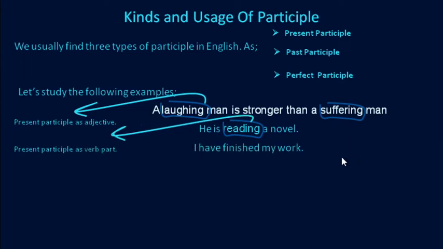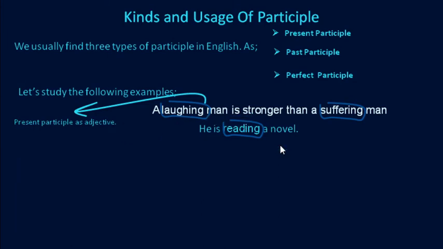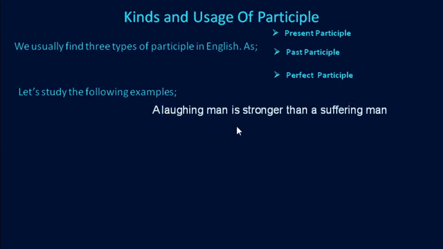So here is the example. Let's see an example. A laughing man is stronger than a suffering man. Here laughing is a present participle, and man is the noun. So this word laughing is qualifying man, that is the present participle.